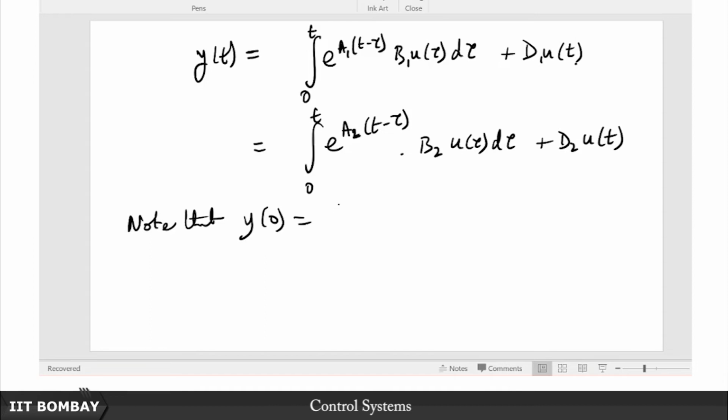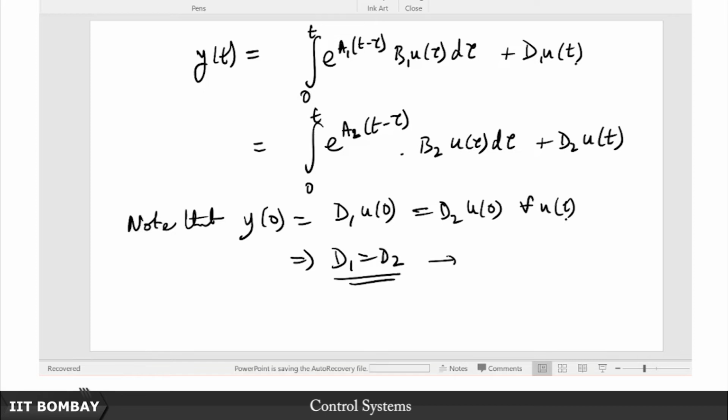So then note that y(0) is equal to D1 u(0), which is equal to D2 u(0), for all u(t). What does this imply? If u(0) is not 0 for some input, then it just implies that D1 is equal to D2. So this is a no brainer clearly, because note that both these maps are identical. So at t equal to 0, for any input that you give, these two must agree because of the equality between these two. So I am just plugging in t equal to 0 and I get D1 equal to D2.